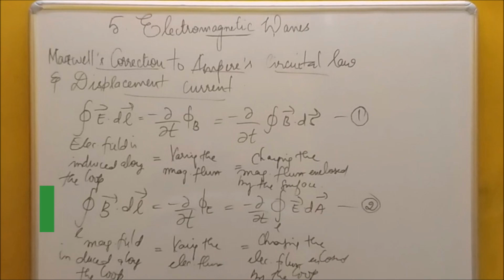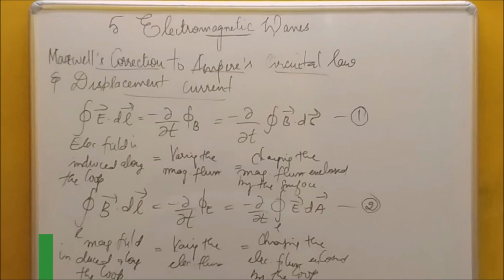the integral of B vector dot dl vector equal to minus ∂/∂t of Φ_E. That is equal to minus ∂/∂t of, by expanding this Φ_E, the integral of E vector dot dA vector. This B vector is nothing but the magnetic field. This Φ_E is nothing but the electric flux, right?